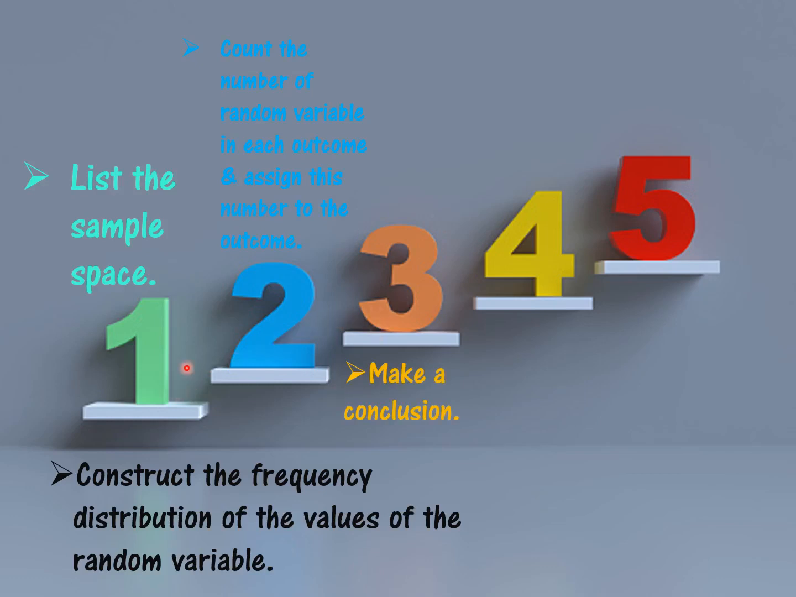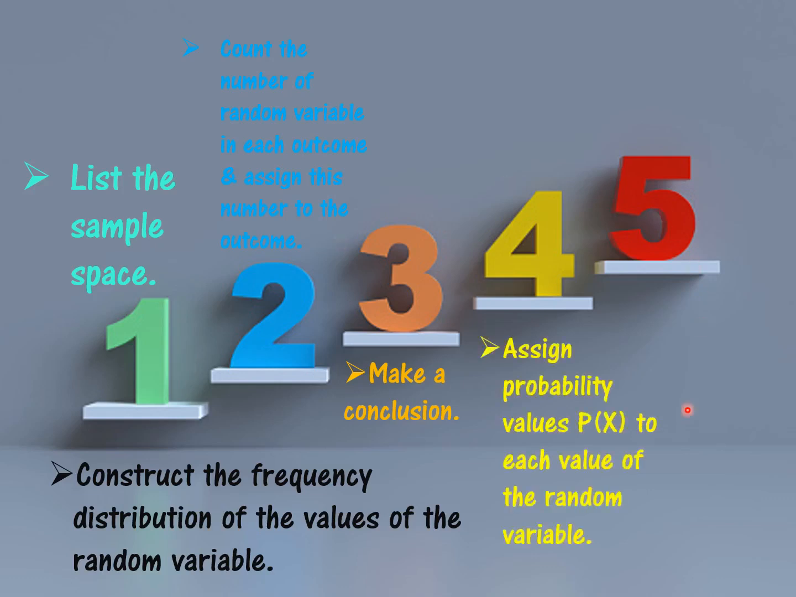Now, we will only continue the table that we have in our previous examples for step number 4 and step number 5. So, for step number 4, we will assign probability values or P of X to each value of the random variable. So, we just have the probability. And the last step is we're going to construct a probability histogram to describe the probabilities.